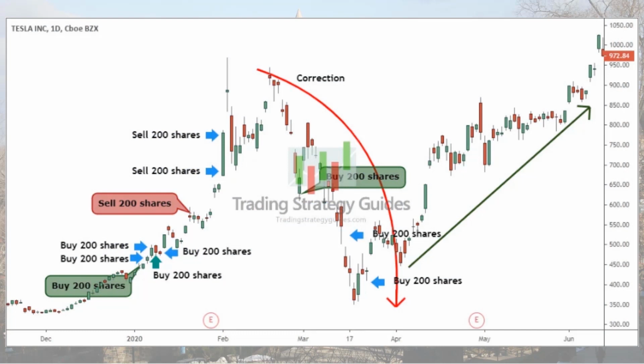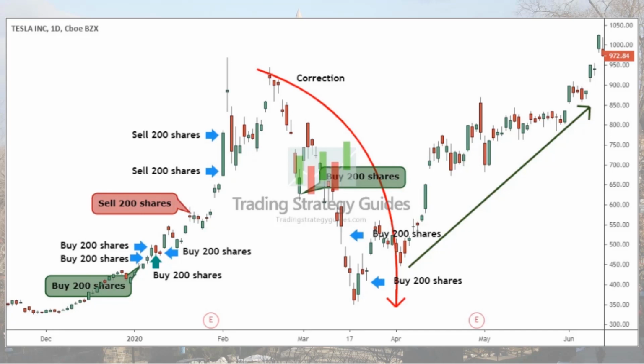So as the stock price comes down, you start buying in the same amount of 200 share increments. As the stock price continues to slide, you continue buying until your full 1,000 share position is established. Then you'll repeat step number 3 as the price turns back up. Over time, the stock profits will add up, and that's what trading around a core position is all about.